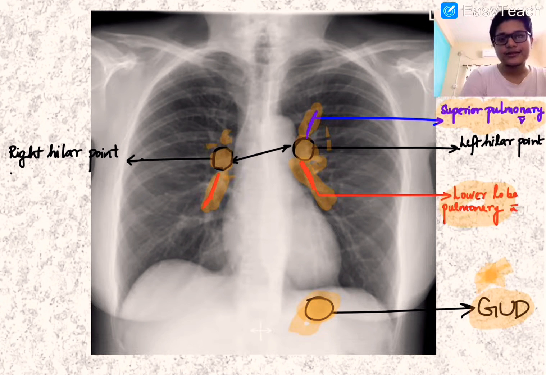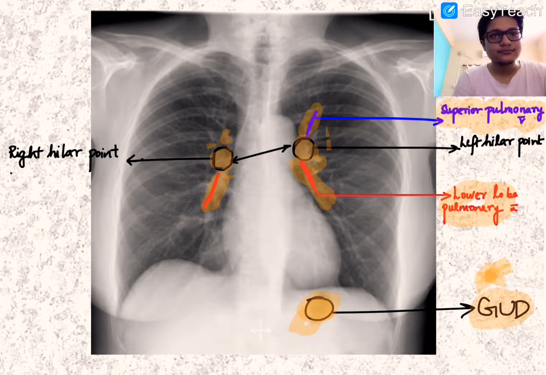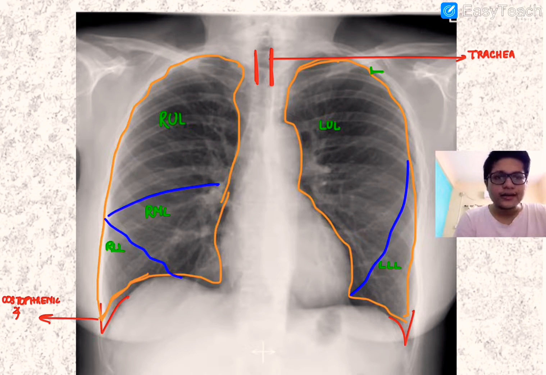Gas under the diaphragm is seen in conditions where there is a perforation of the stomach wall. The gas has come out. No, this is a simple shadow of the fundic gas. Okay. So finally, a bit about the lobar architecture.